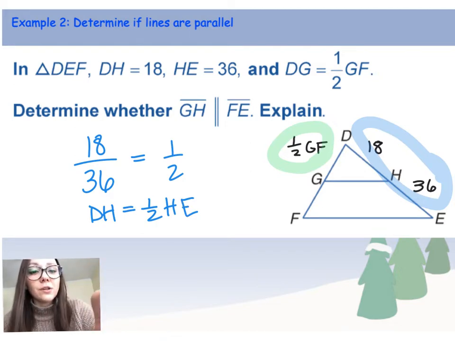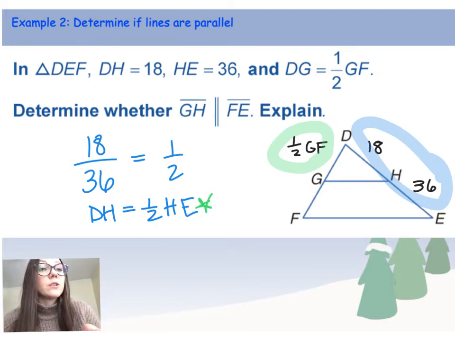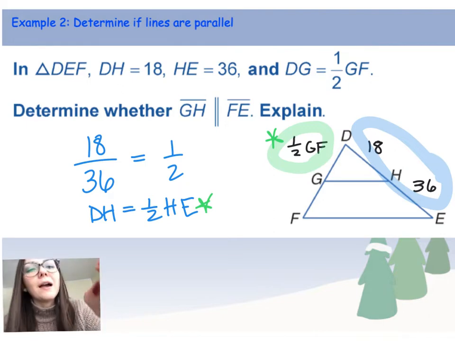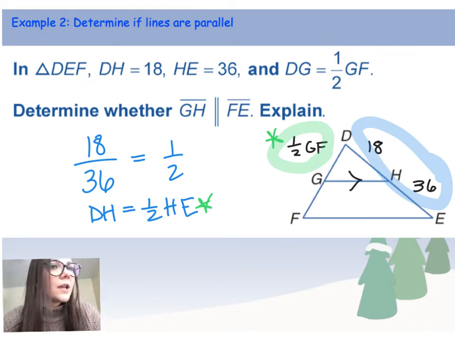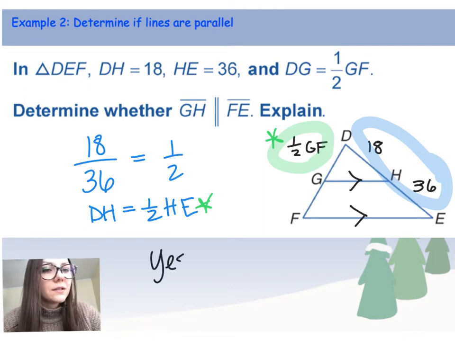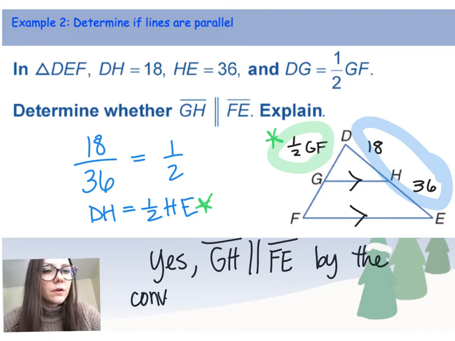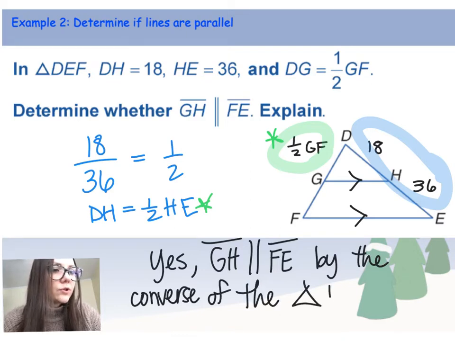And does that ratio correspond with the other side's ratio? Yeah, because that relationship was also half of the other segment. So we have proved yes, GH is parallel to FE. And so I'm going to say yes, GH is parallel to FE by the converse of the triangle proportionality theorem.